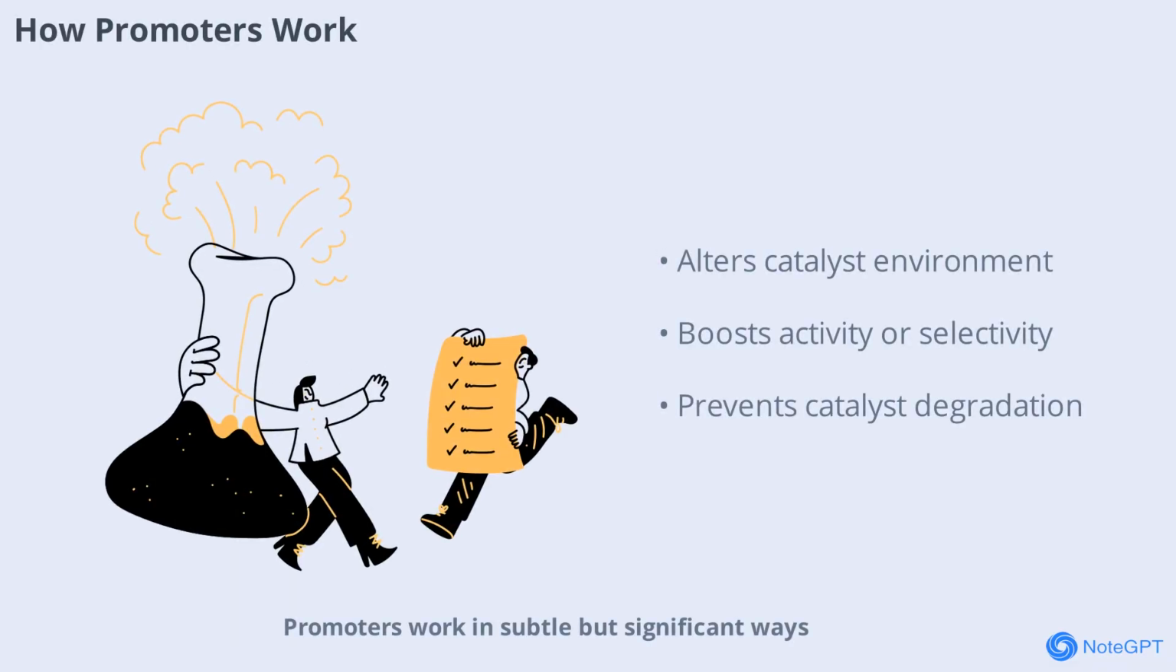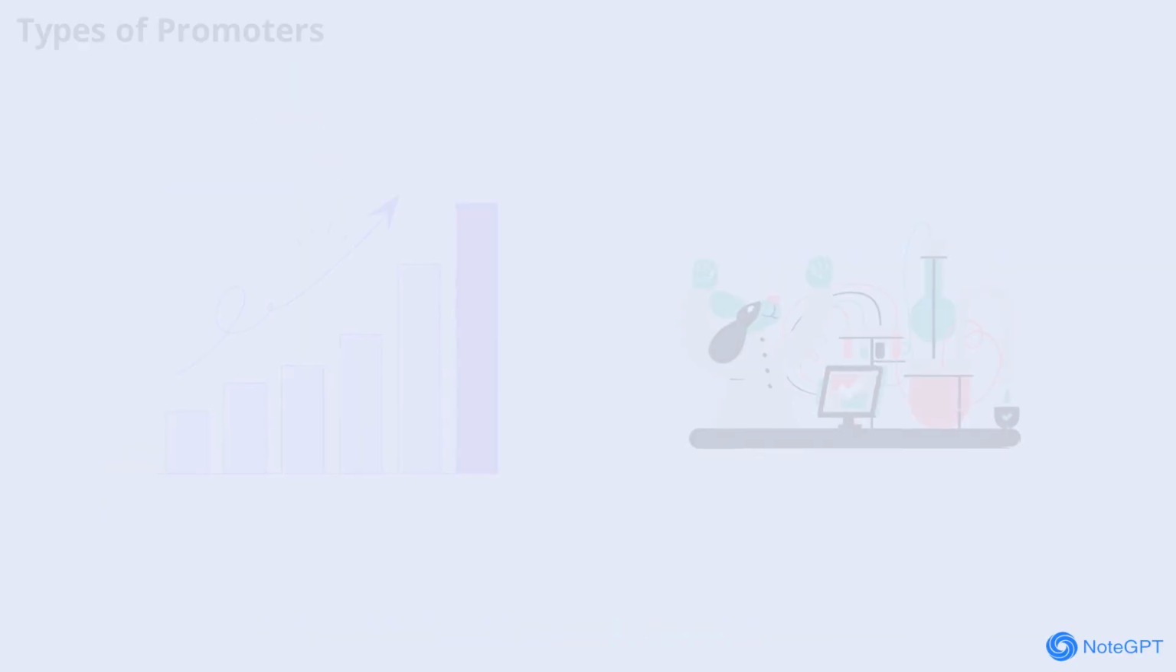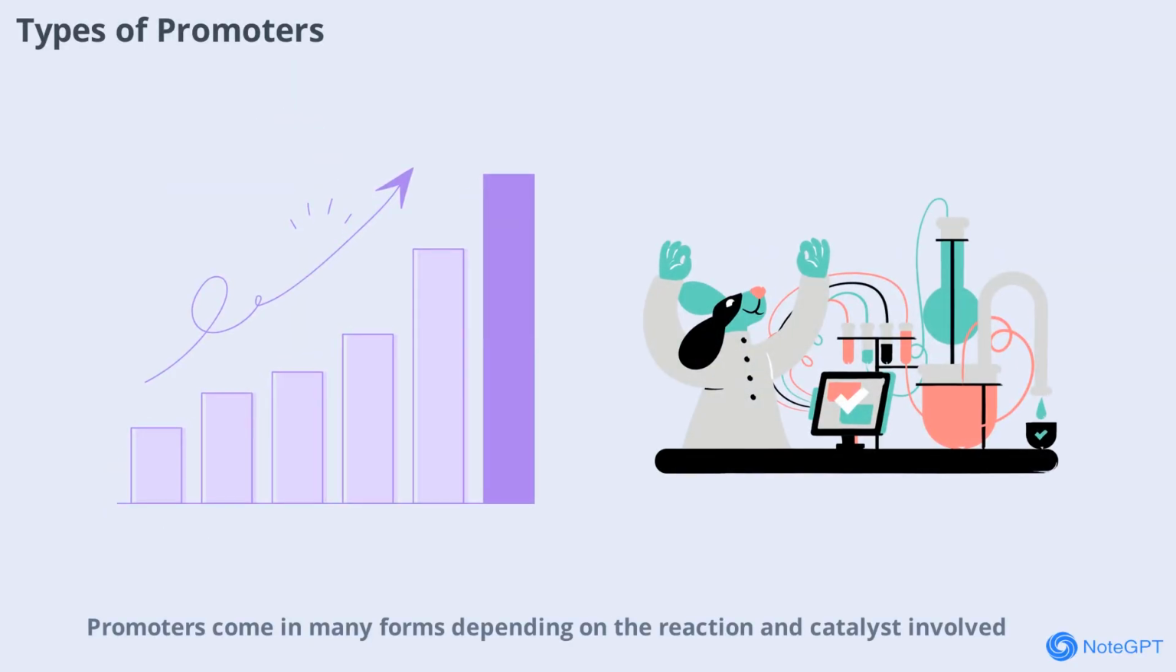Promoters work in subtle but significant ways. They may change the physical or chemical environment of the catalyst, making it more active or selective. For example, a promoter might alter the surface structure of a solid catalyst, allowing reactants to interact more efficiently. In other cases, promoters can stabilize the catalyst, preventing it from degrading over time. These effects are often specific to the catalyst-promoter combination, which is why research in this area is so important for advancing chemical technology.